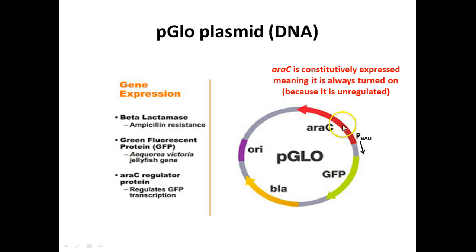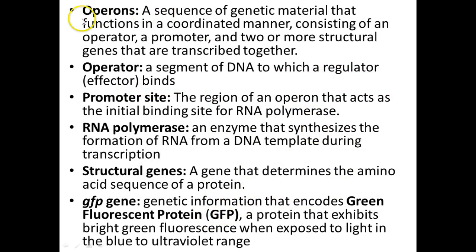And it's always expressed, it's always being copied. It's always making these two proteins, the AraC and the BLA, the beta-lactamase enzymes. It's not under regulation, unlike GFP, which is under regulation. So how are things regulated? For DNA, you have these operating systems within the DNA.